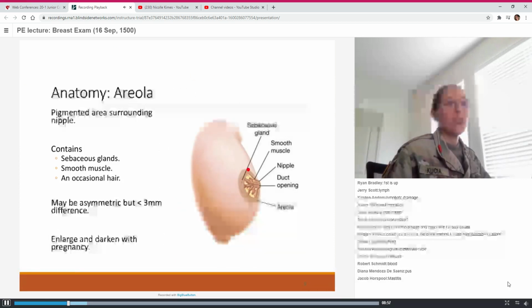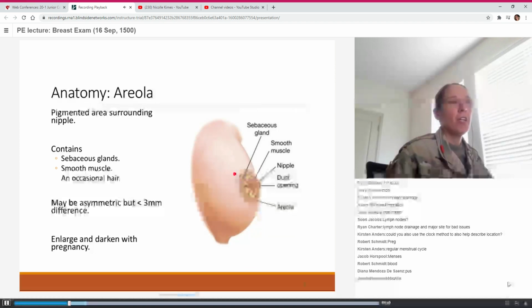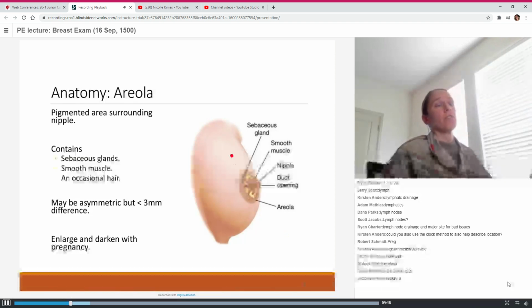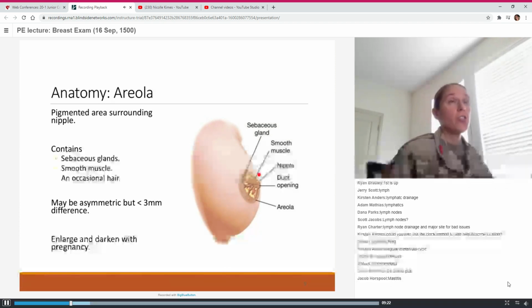So the areola is the pigmented part around the nipple. It's got sebaceous glands and smooth muscle. And last time I checked, I think up to 5 large hairs, 5 notable hairs is totally normal, 5 to 7, I think. Certainly if this person has evidence of excess virilization and lots of hair, and this is a woman, that's a concern, but a couple stray hairs here and there is not abnormal.